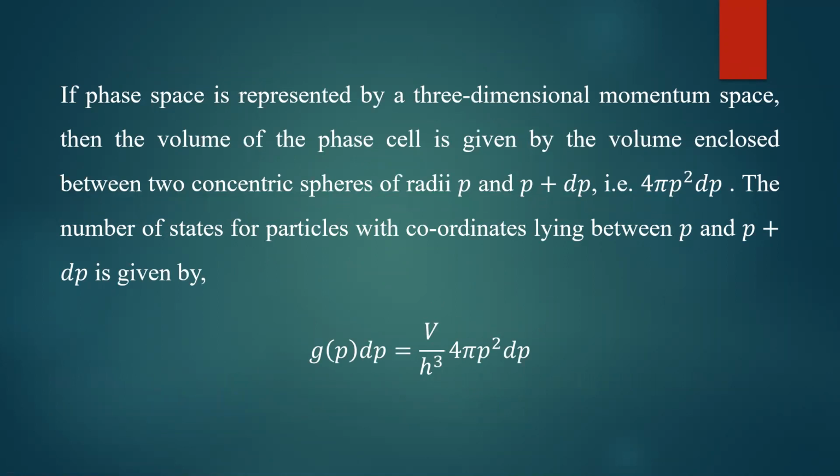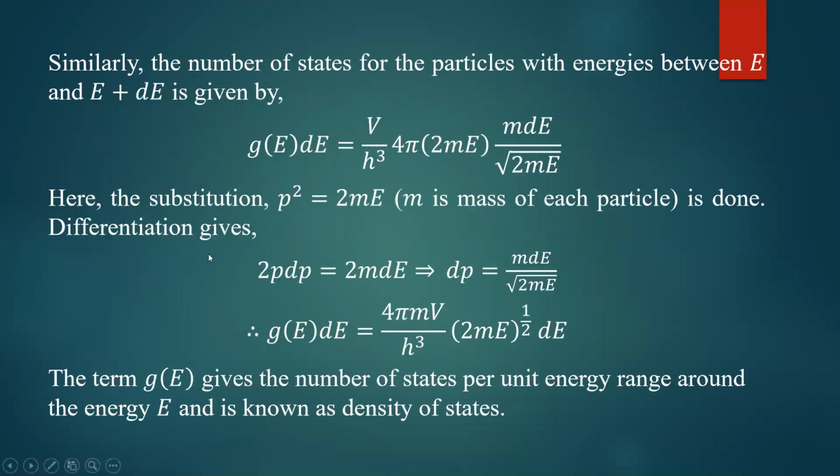So you know that energy E equals p squared by 2m. Therefore, p equals square root of 2mE. We know that p squared equals 2mE, that is E equals p squared by 2m. Therefore, p squared equals 2mE, where m is the mass of the particle and E is the energy.